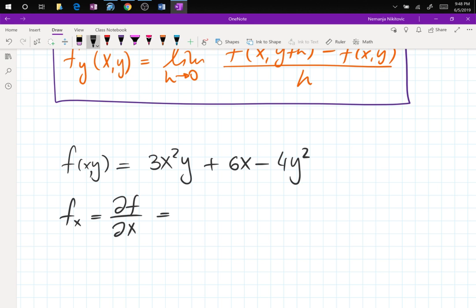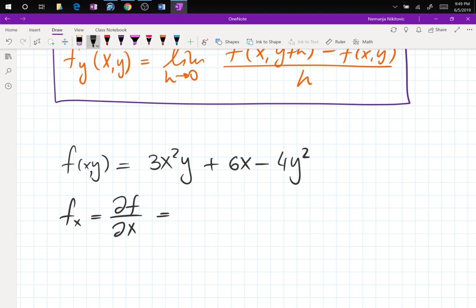Partial derivative in respect to x holds y as a constant. One more time. Partial derivative in respect to x will hold the y variable as a constant. So we don't get to do the product rule here between two variables. Is x a variable? Yes. Is y a variable? Yes. But if I'm taking the partial derivative in respect to x, y becomes a constant.